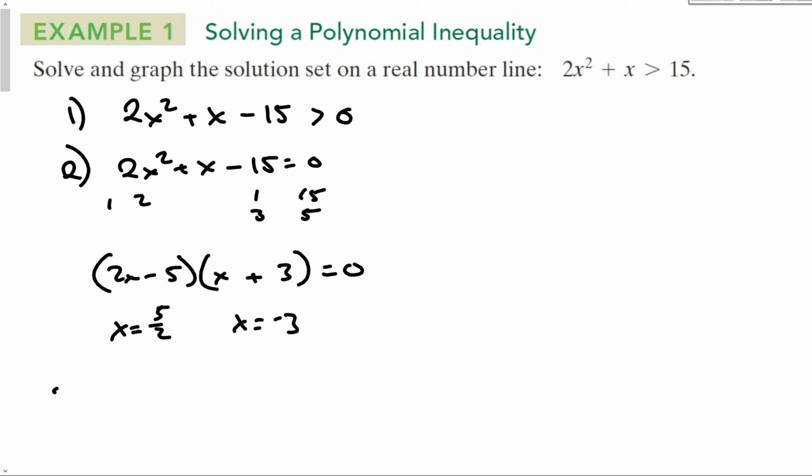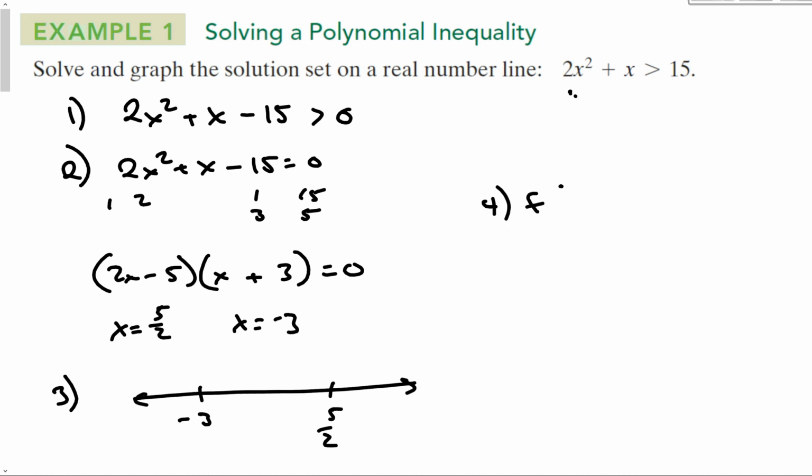Okay? So step 3 is to make a number line. So make our nice little number line. I'm going to put a negative 3 on there. I'm going to put a 5 over 2. Okay? Now, when I look at these 3 intervals, I have to decide, is this expression positive or negative in each of these sections? Well, probably the easiest thing to do for step 4, choose a test value. So step 4, let's try f of 0, which is right in there.